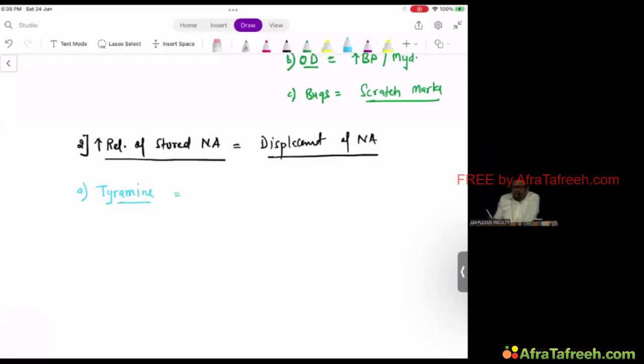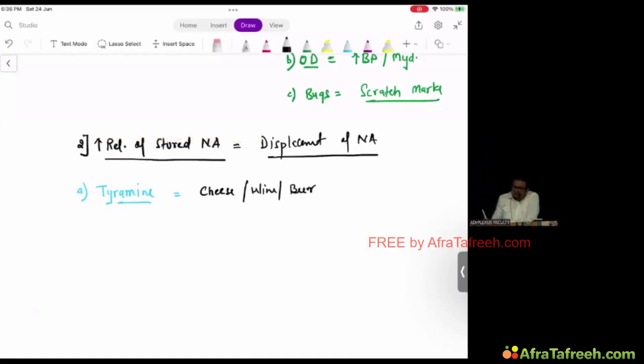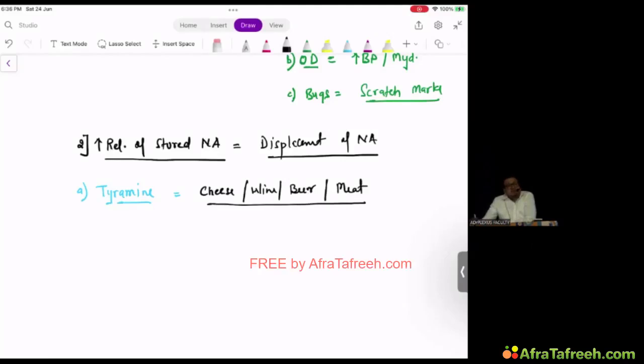Tyramine is a food dietary amine. It is present in food like cheese, wine, beer, certain kinds of meat, basically any fermented product, packaged food, pickles. In any fermented product, tyramine is there.